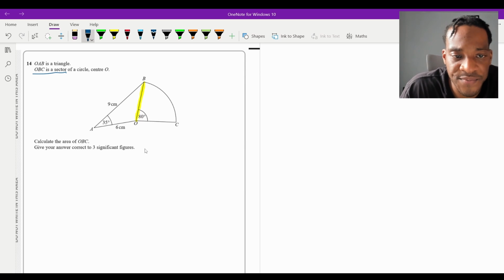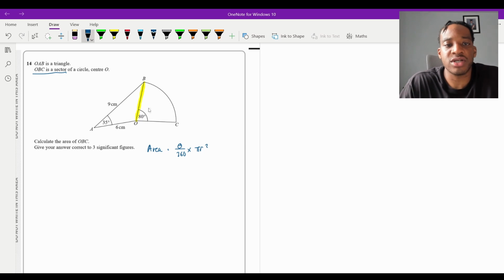So I'm going to put this here. Area is going to equal the angle over 360 times pi r squared. Now, when I look at the information given to us, this angle is given, right? It's 80 degrees. So I can just replace this with an 80. So it'll be 80 over 360 times pi r squared. So we need to figure out what the radius is.